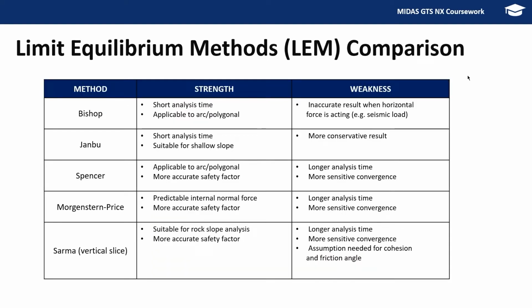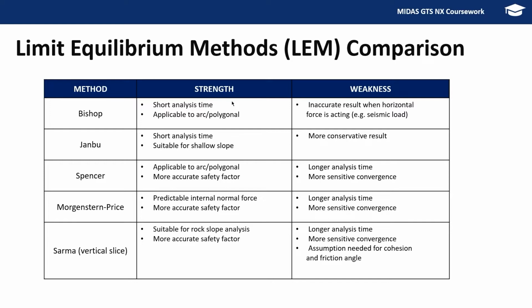So there are various different methods for limit equilibrium: the Bishop's method, which is the oldest one, the Janbu or the NTNU or Norwegian method, the Spencer's method, the Morgenstern-Price method, and the Sharma method. All of them give a very good description of factor of safety, provided your assumptions are correct.